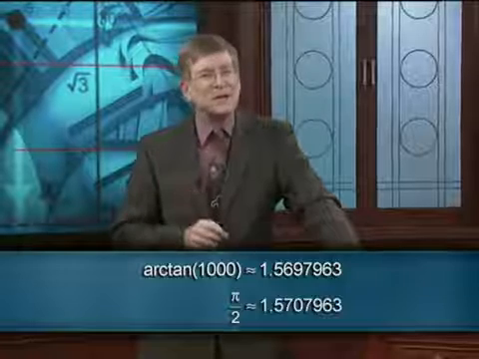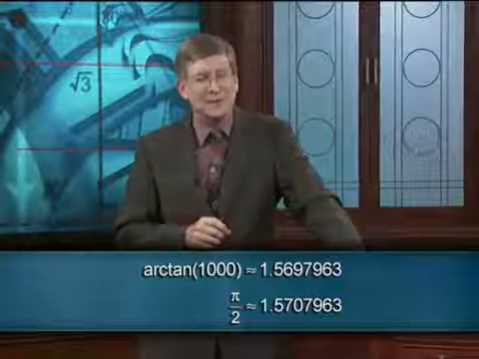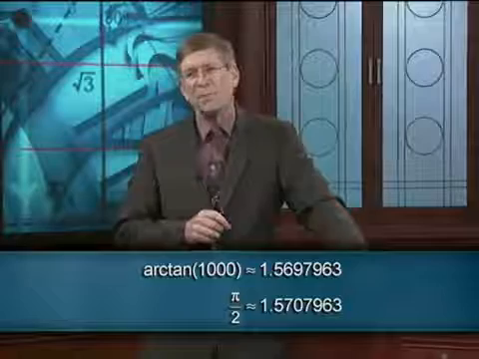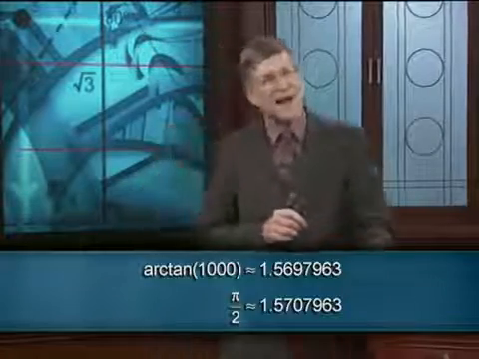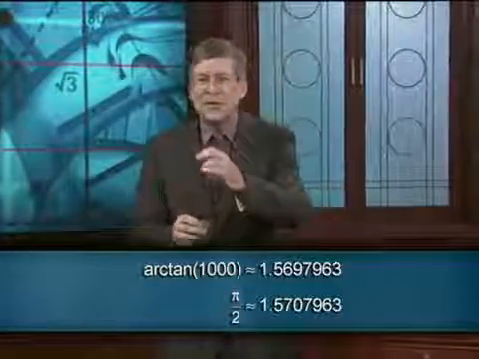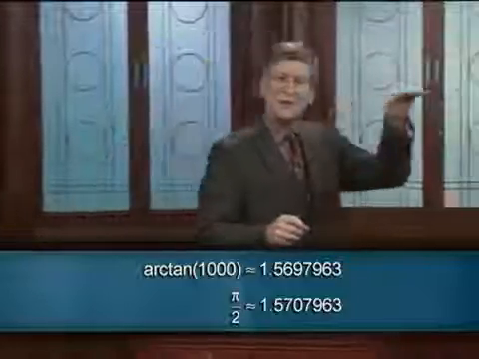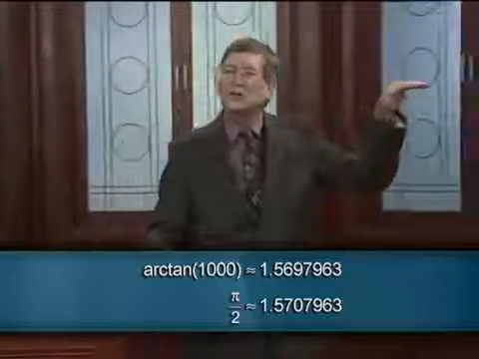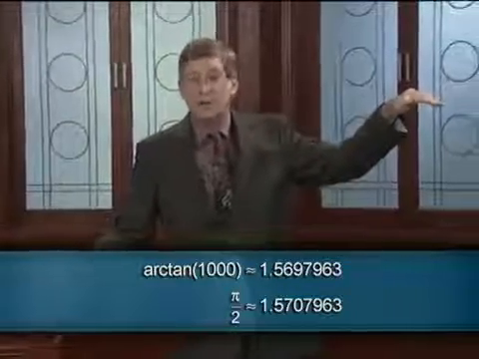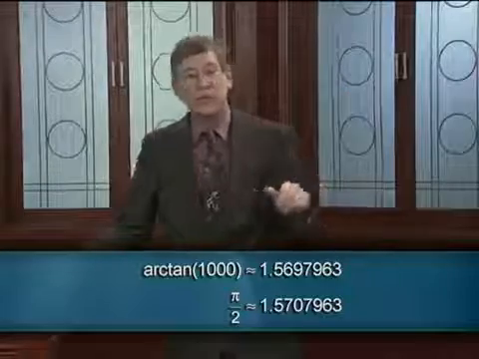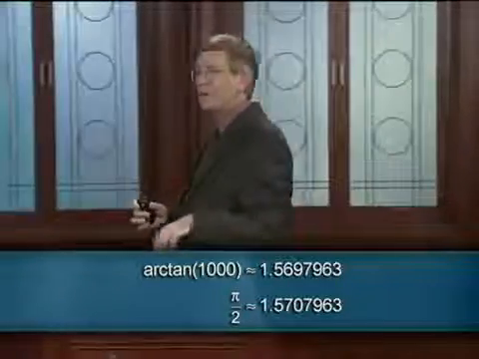Well, it's very close to pi over 2, isn't it? Pi over 2 is about 1.5707963. So you see that arctangent, as you go out to the right, is getting closer and closer to pi over 2. Pi over 2 is a horizontal asymptote. All right, great going.